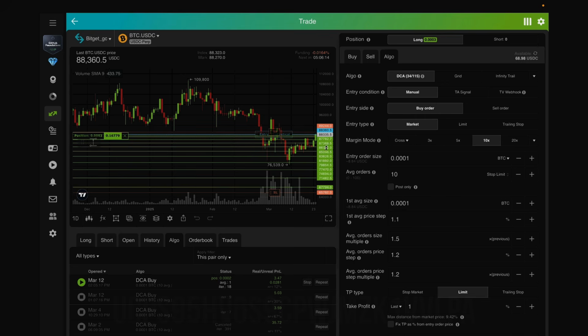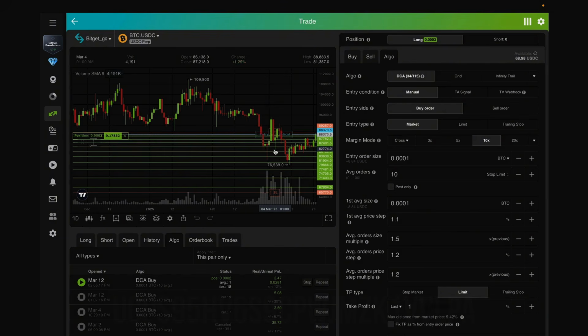The larger each subsequent order, the more influence it has on the average entry price, bringing it closer to the current market price. This increases the chances of the bot reaching its take-profit target. However, the trade-off is that your position size will grow more quickly, requiring more capital to run the bot. The influence that the size multiplier has on the bot is reflected in the distance of your take-profit from the market price at the time of each averaging order execution.